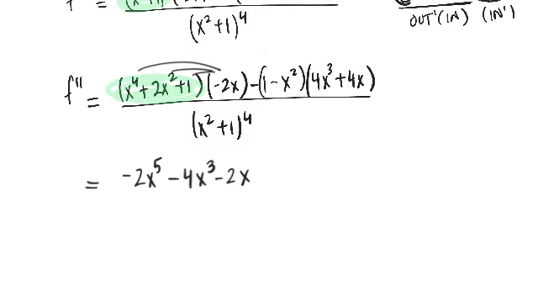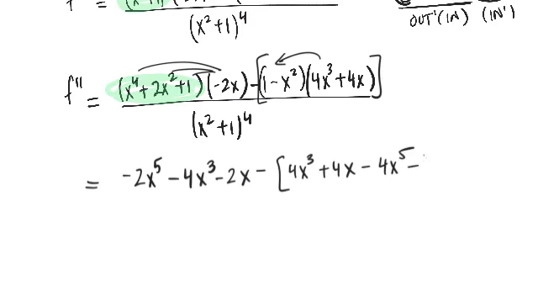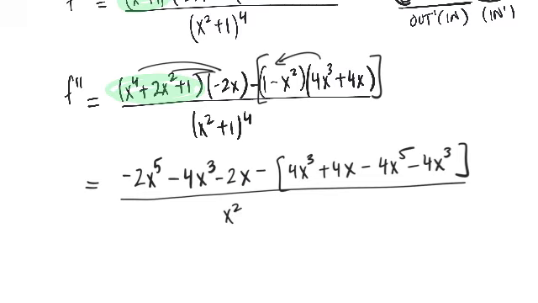And then I'm going to put parentheses here just because I first have to do this multiply, all this multiply, before I distribute the negative sign. So I get 4x cubed plus 4x minus 4x to the 5th minus 4x cubed. Looks like our 4x cubes are going to cancel.